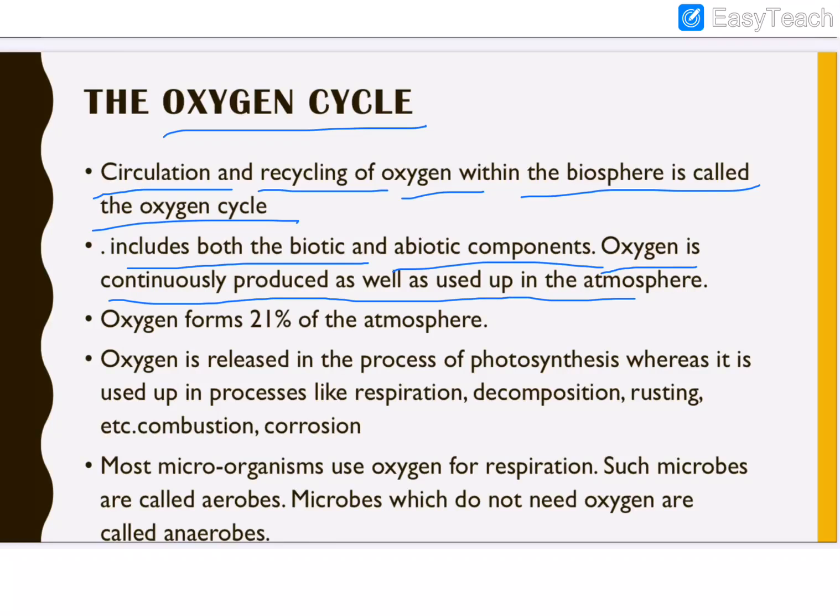Oxygen is continuously produced as well as used up in the atmosphere. Oxygen forms 21% of the atmosphere. You know, all the animals take oxygen to breathe, and oxygen is released in the process of photosynthesis, whereas it is used in processes like respiration. So when animals breathe, respiration takes place, and we take oxygen and give out carbon dioxide. But in the case of plants, what happens? They take carbon dioxide and, through photosynthesis, plants release oxygen.